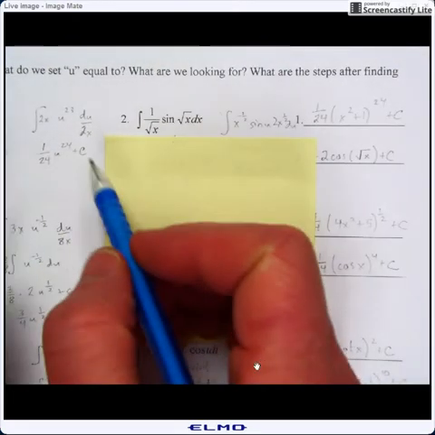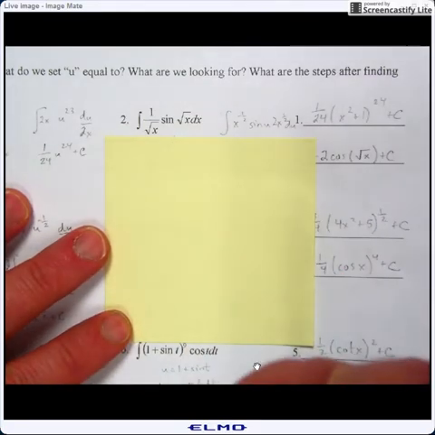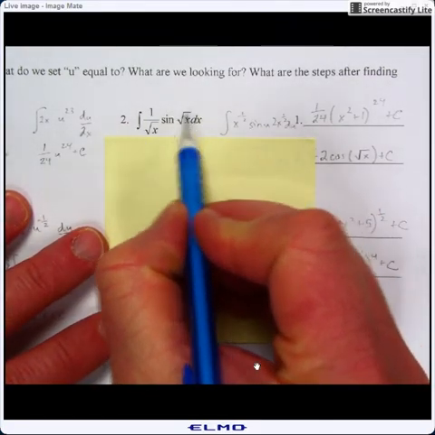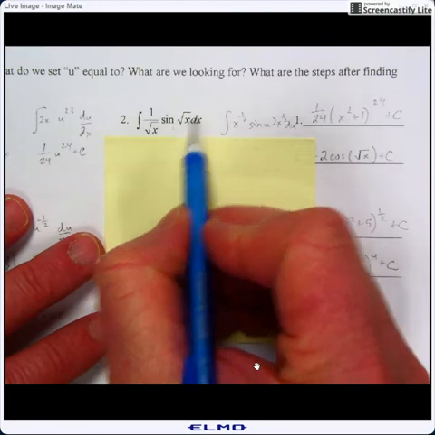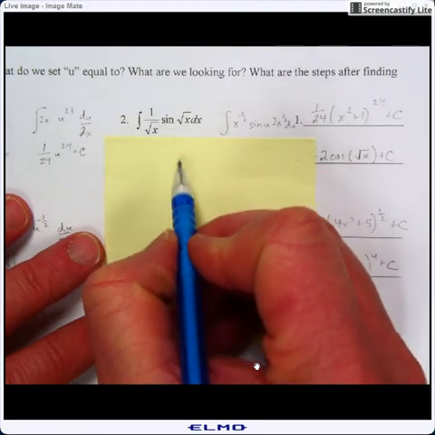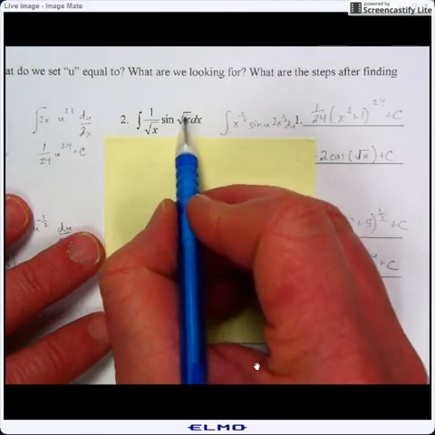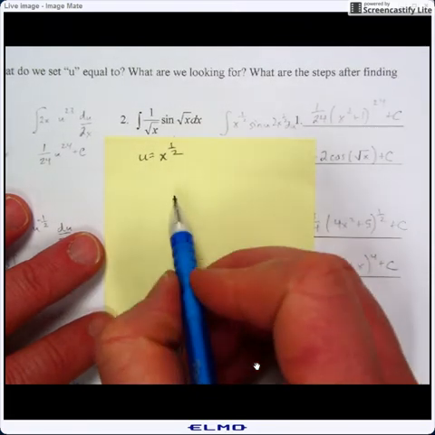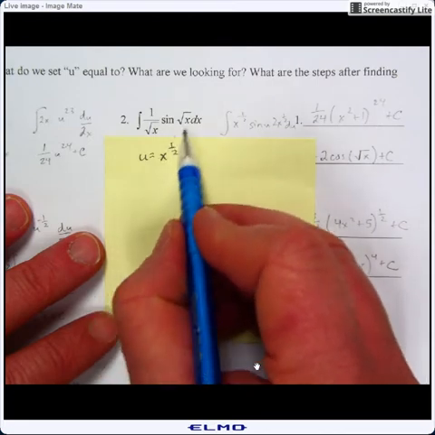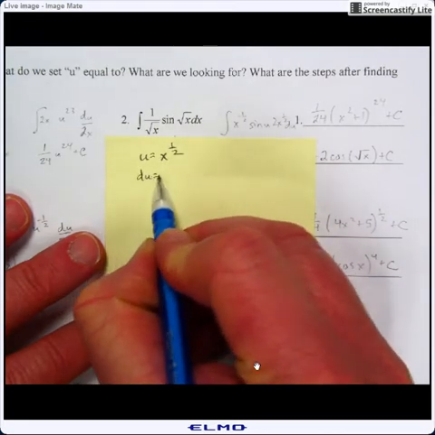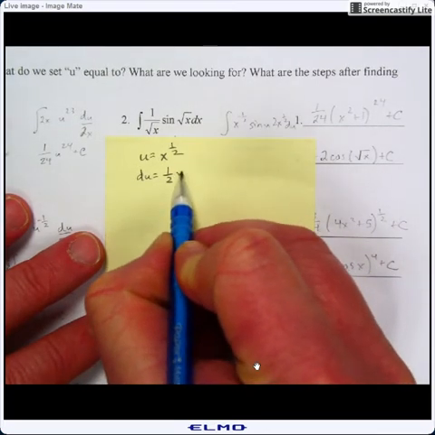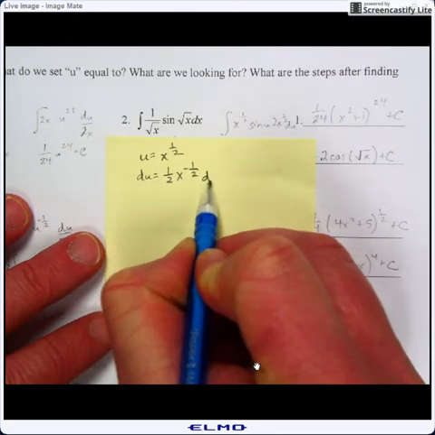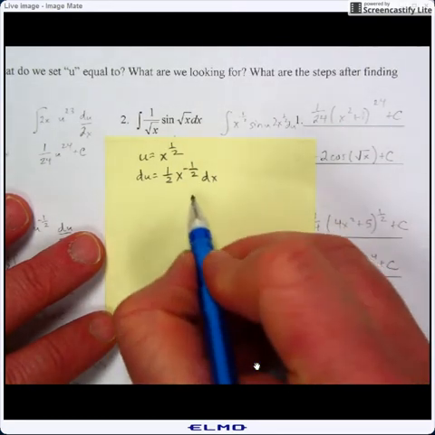Looking at this number 2, I helped several people with number 2. Don't treat it any differently than if it was a 2x or a 4x. When you have the radical x, that's just your angle. You usually want to let that be your u value. So write it as x to the 1/2. Find du. And then solve for dx.